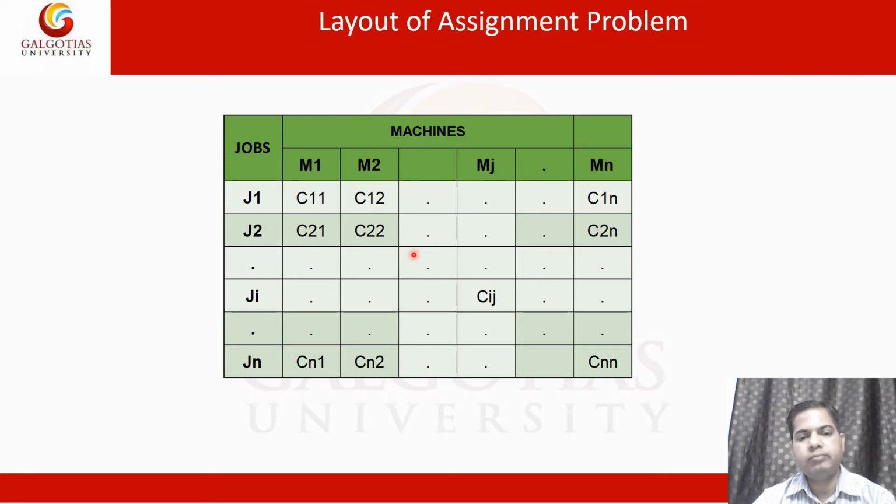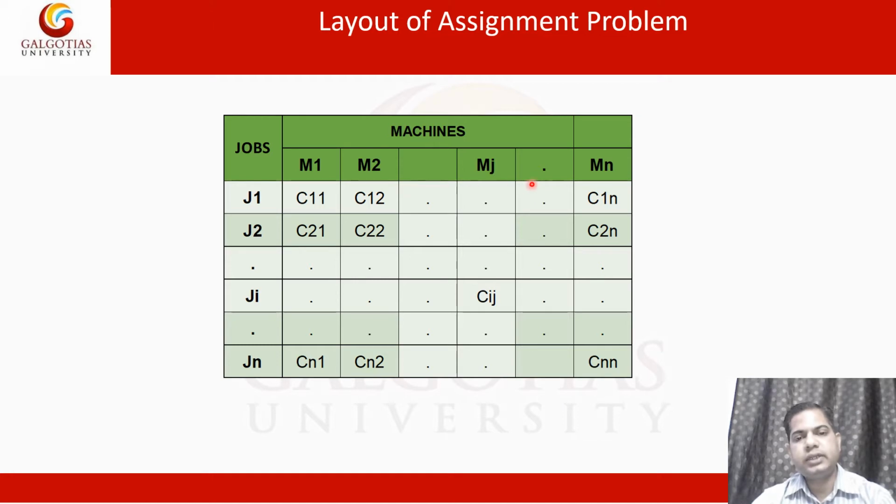Now here we have J1, J2, Ji, Jn, that is n jobs, and M1, M2, Mj, Mn, that means n machines. C11, C12, C1n are the costs. C11 is the cost of assigning the job J1 to M1. Similarly, C22 is the cost of assigning the job J2 to machine M2. In general, Cij is the cost of assigning the job Ji to Mj. So these all are the costs of assigning the jobs.